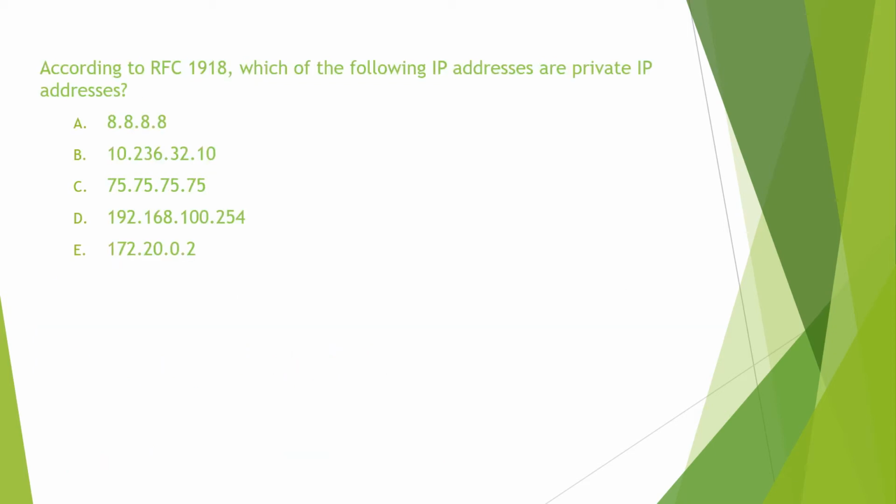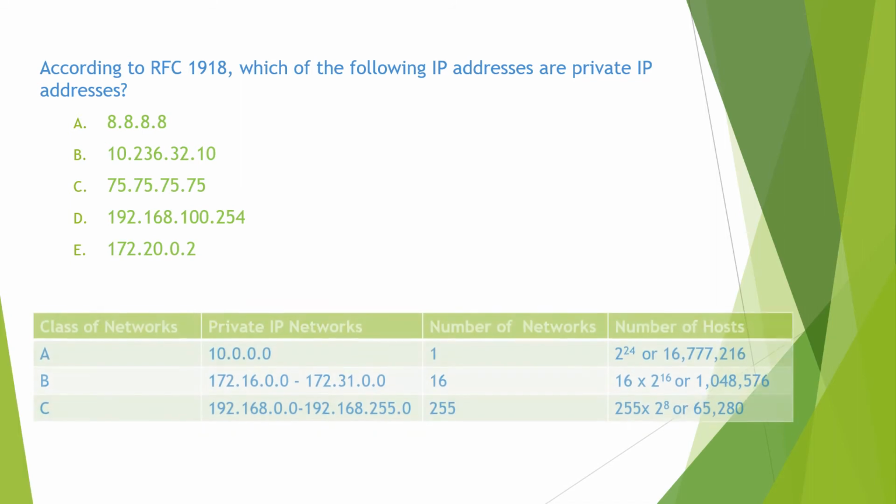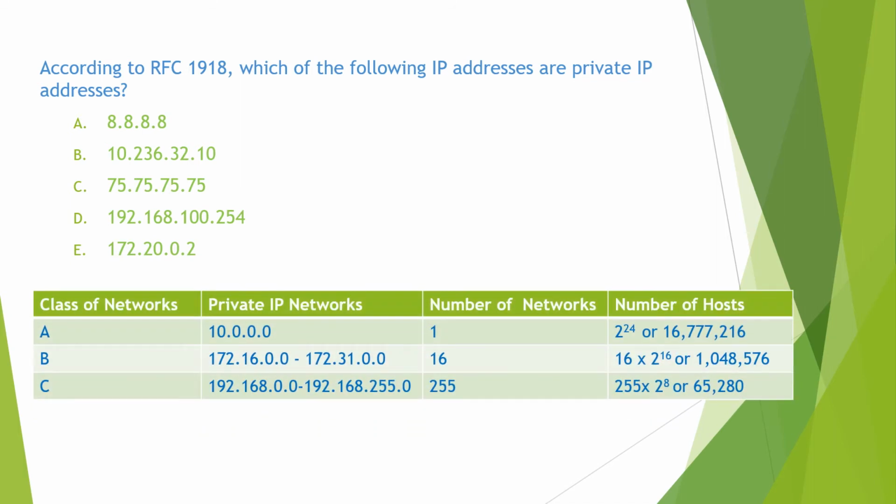The question reads, according to RFC 1918, which of the following IP addresses are private IP addresses? Here are the private IP networks according to RFC 1918. Therefore, the answers for this question are B, D, and E. You can find the detailed explanation for this question in the video, Private IP networks.